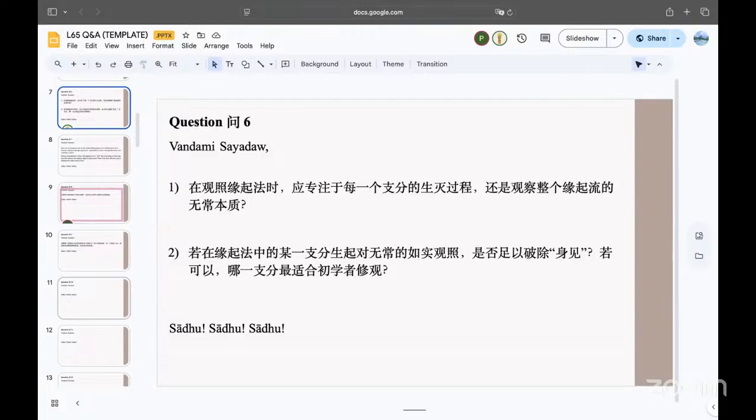Now, back to what you also mentioned, right? Can we do only one anga? Which is probably more important? We cannot say which is more important. All the factors are important.